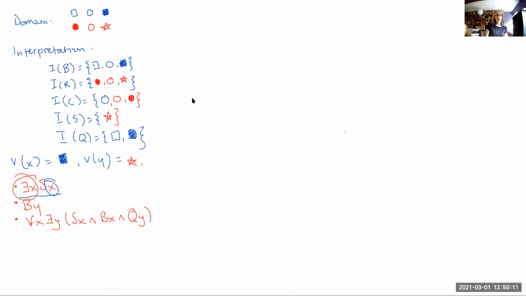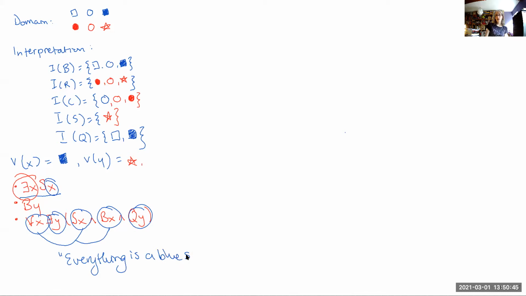This one says that for every x, there is a y, x is both s and b, and y is q. So you can kind of separate out these two bits. You've got the stuff that's talking about the x's and the stuff that's talking about the y's. So the x's are saying essentially everything is a blue star. And then the other conjunct is saying that something is a square.